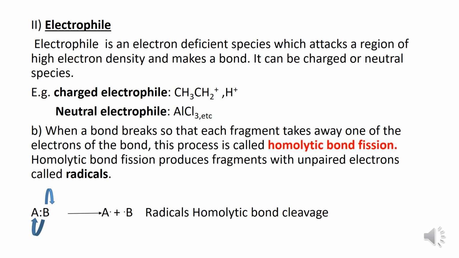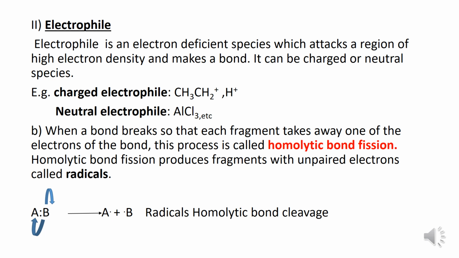Electrophile. An electrophile is an electron-deficient species which attacks a region of high electron density and makes a bond. It can be charged or a neutral species, as we have already seen with nucleophile. A charged electrophile is always positively charged because there is a lack of electrons, which have been taken by the nucleophile. We have the ethyl ion and the hydrogen ion. Among neutral electrophiles, we have aluminium chloride and others.